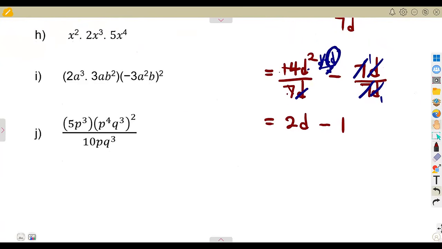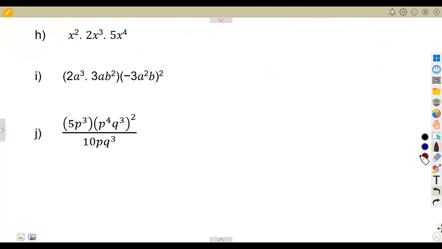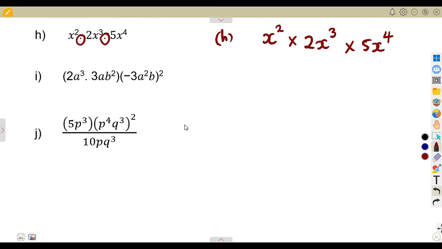Then let's move on to H. H we are given, it's a product there: x to the exponent of 2. This simply means times. That's times 2x to the exponent of 3. Then again times 5x to the exponent of 4. So that is what it simply means. When you're given this, remember I said there is a 1 which is just invisible. So you multiply the numbers. 1 times 2 times 5. You multiply the numbers separately.